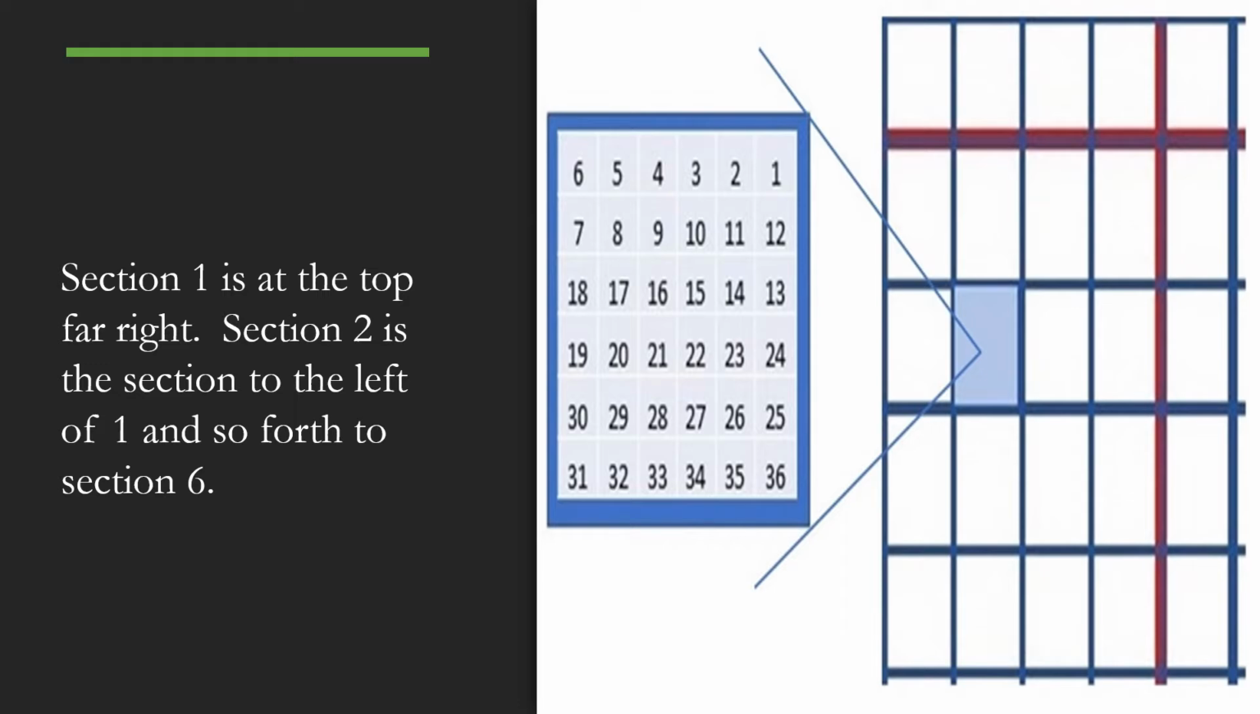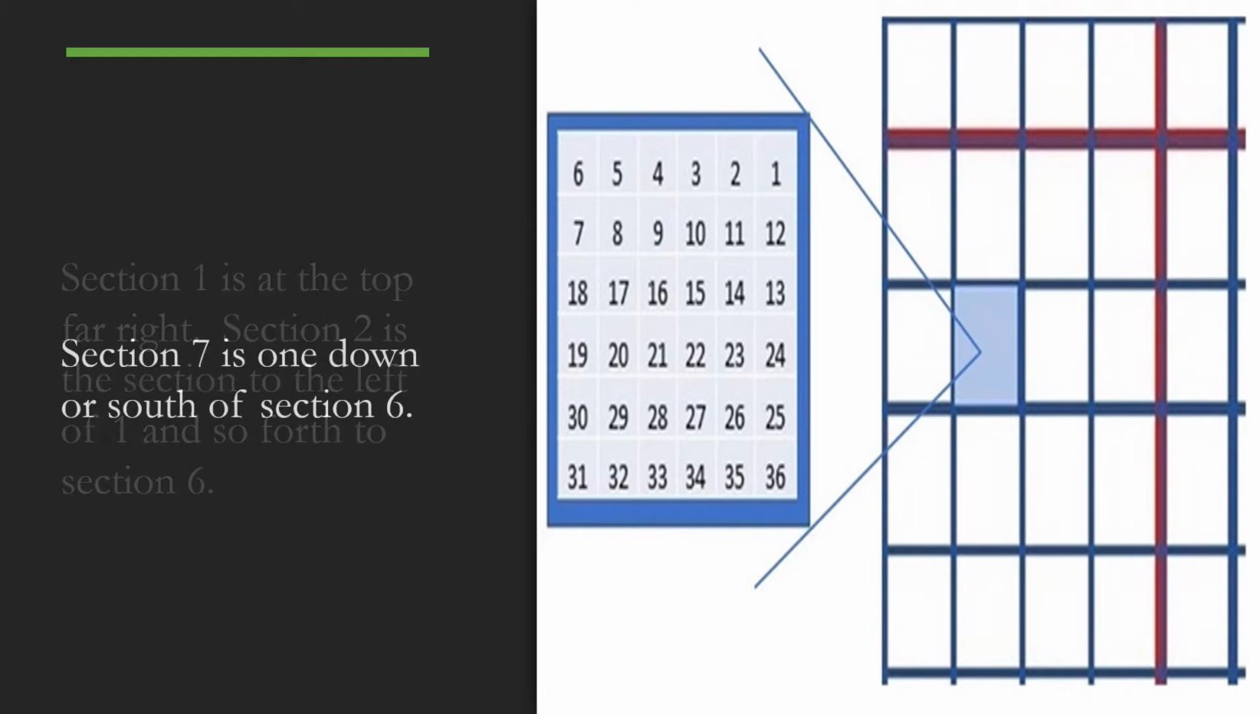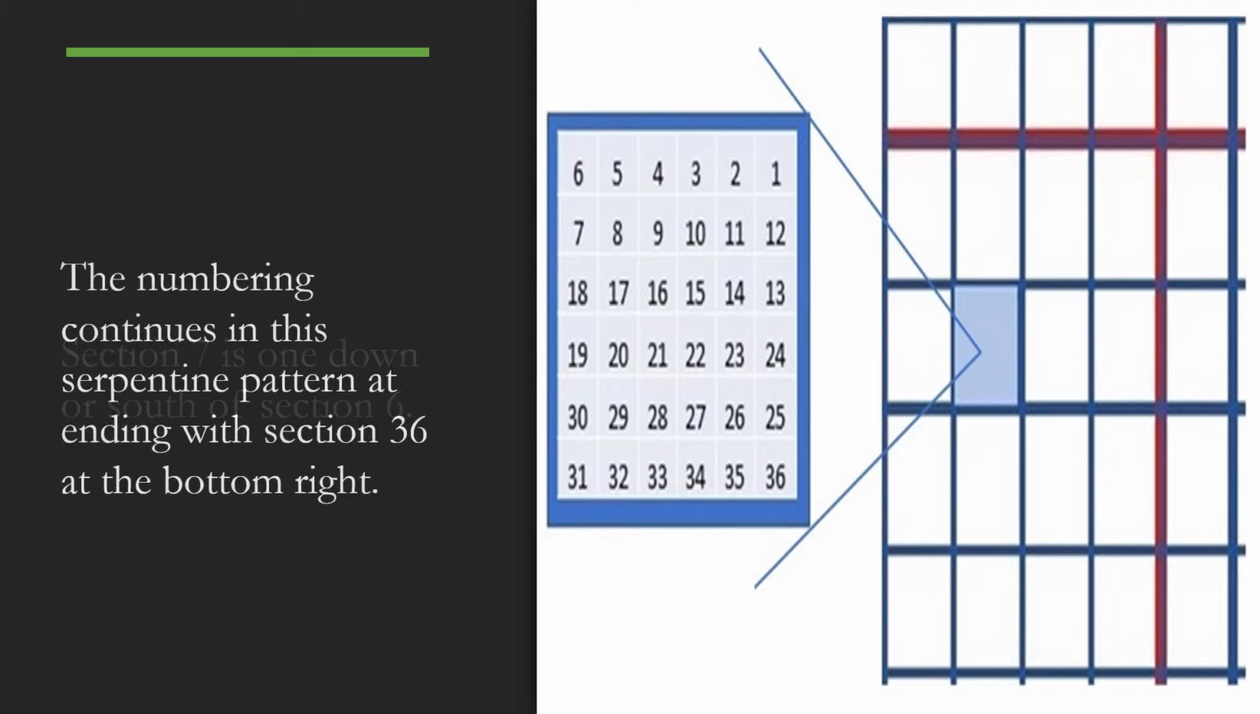Section 1 is at the top far right. Section 2 is the section to the left of 1, and so forth to Section 6. Section 7 is 1 down, or south, of Section 6. The numbering continues in this serpentine pattern, ending with Section 36 at the bottom right.